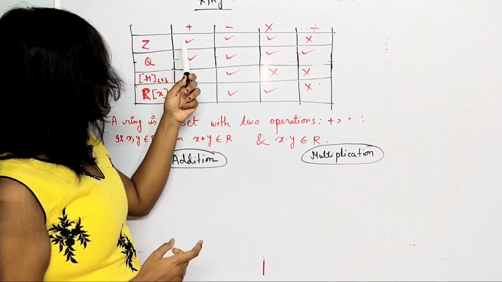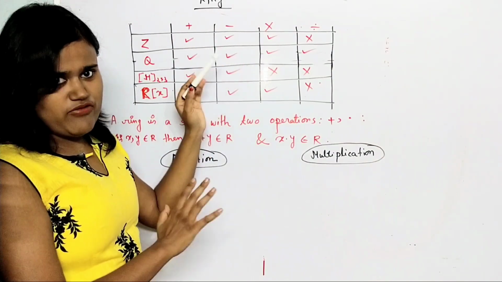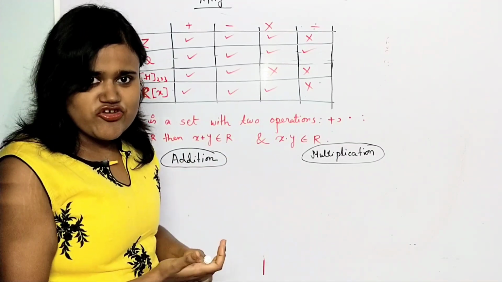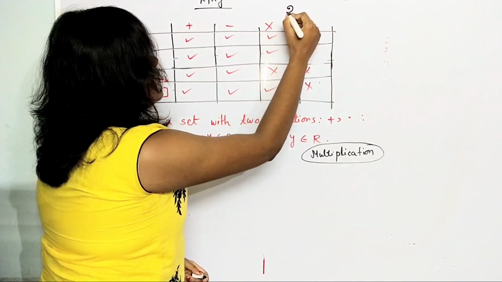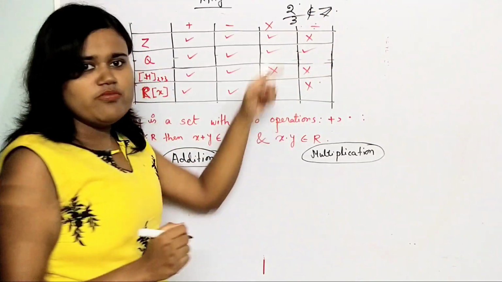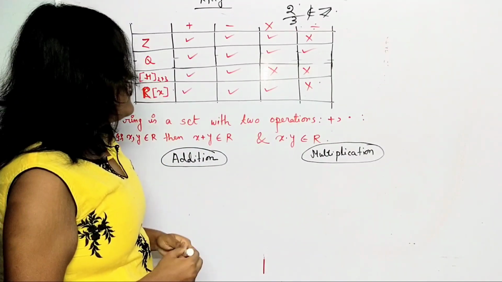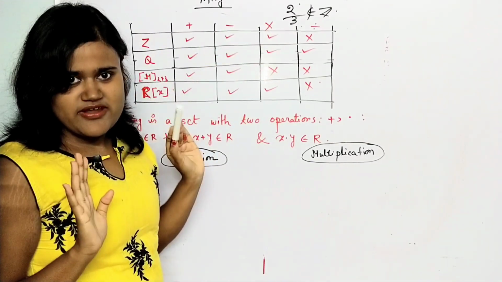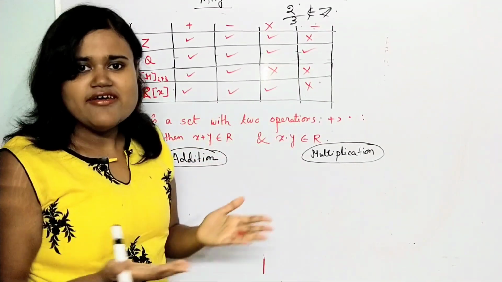So let's see. First, the set of integers. Addition, subtraction, and multiplication are available. That is, if you take two integers and subtract them, you will get another integer. But is division applicable here? No. For example, 2 divided by 3 is a fraction, and this does not belong to the set of integers. Now, the set of rational numbers. Here all four operations can be done. If you take two rational numbers, their division will also be a rational number.